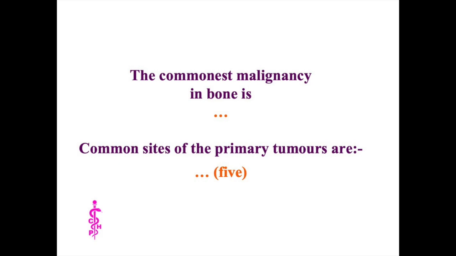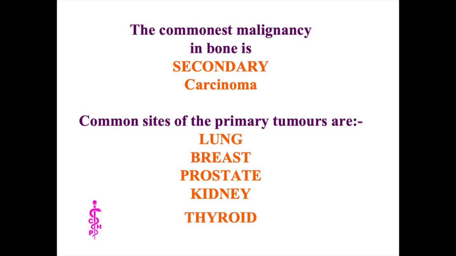And what are the commonest sites of primary tumours that metastasize to bone? The second part of the question gives the answer to the first part away, because the commonest tumour of bone is secondary carcinoma. The 5 common sites of primary tumours that are bone metastasizing are lung, breast, prostate, kidney, and thyroid. These are the parts of the patient that should be examined if they present with multiple bone tumours.